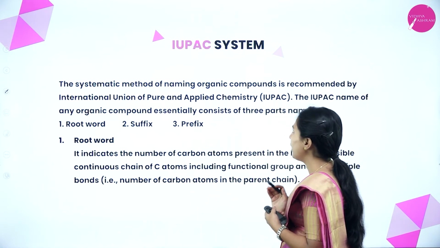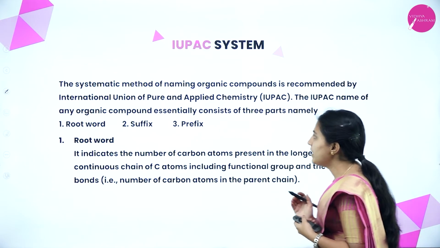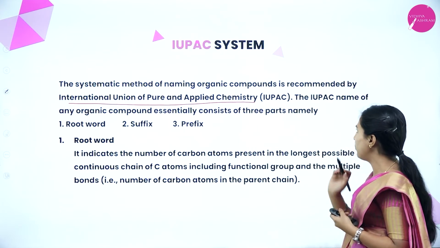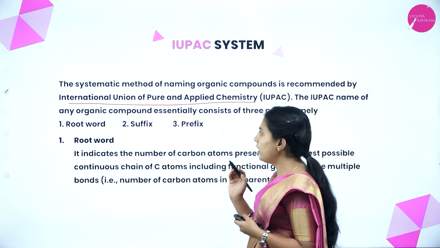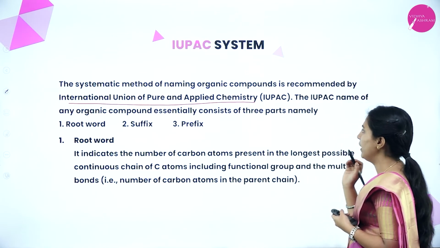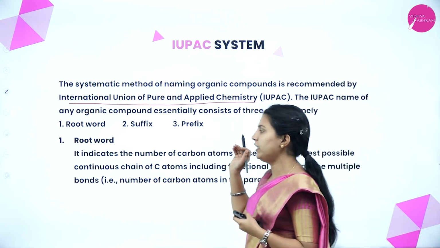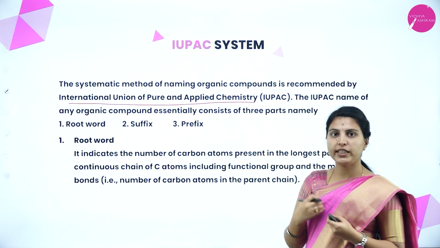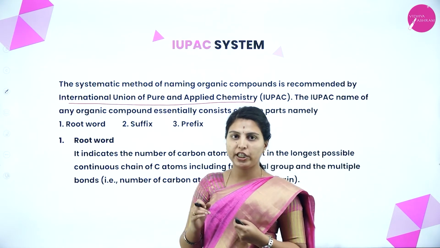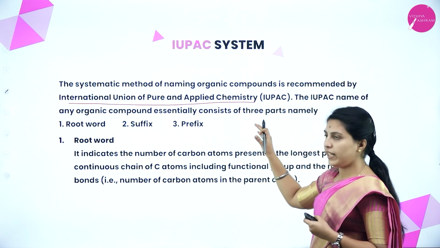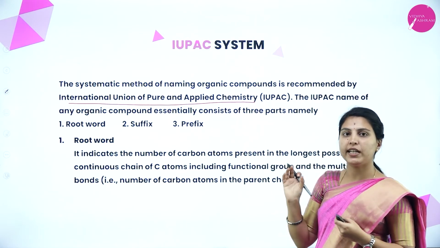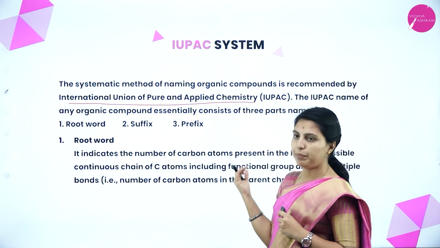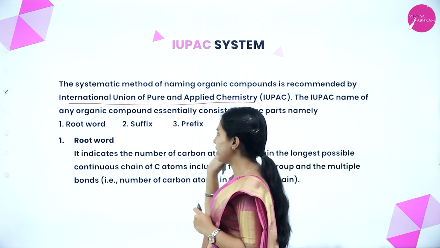The systematic method of naming organic compounds recommended by the International Union of Pure and Applied Chemistry is nothing but IUPAC. The IUPAC name of any organic compound essentially consists of three parts, namely root word, suffix and prefix. This organization gave a particular name to each and every organic compound on the basis of root word, suffix and prefix. We'll now understand what the root word, suffix and prefix are.